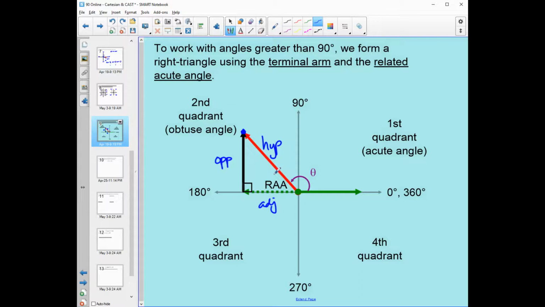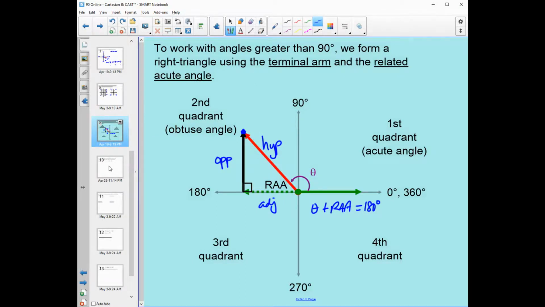This angle, whatever this related acute angle turns out to be, well, that plus theta, for my example that I've got drawn here, theta plus the related acute angle, they have to add up to 180 degrees, because that green line, the x-axis, that's a straight line. That forms 180 degrees. And that kind of rule can be applied to a number of locations.